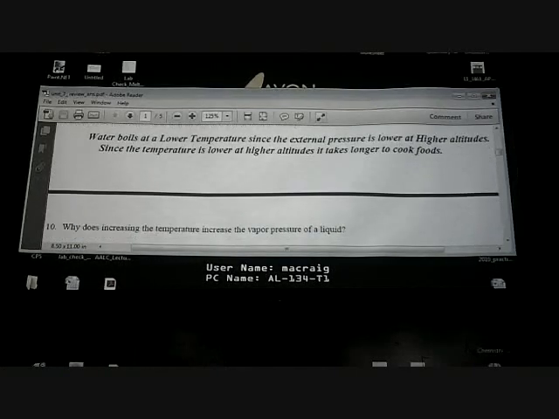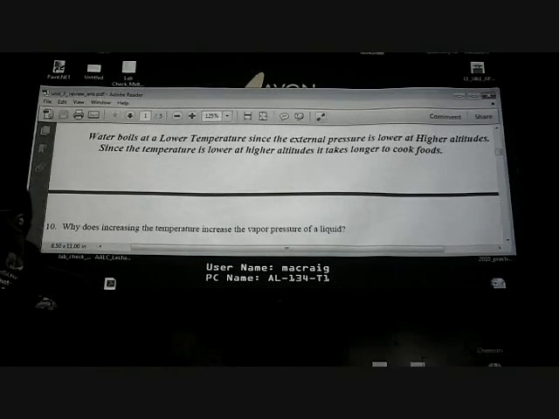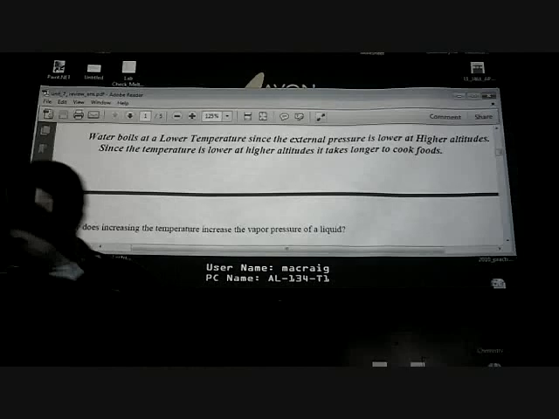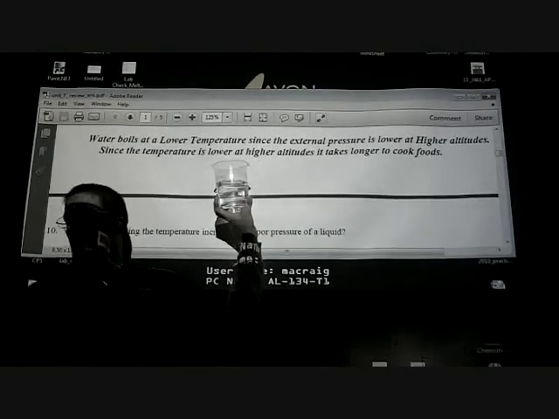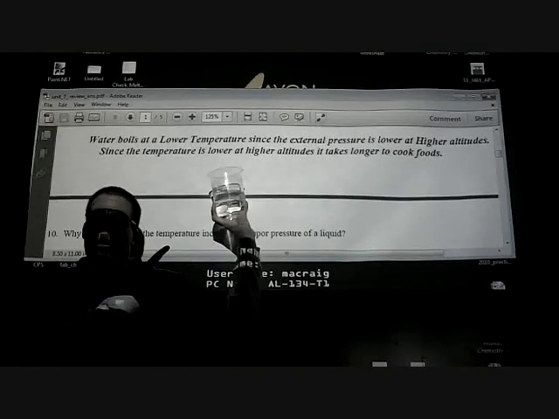Test tube. All right, number 10. Why does increasing the temperature increase the vapor pressure of a liquid? Temperature increases the rate of evaporation, therefore increasing the vapor pressure. Perfect. So in other words, even though right now this beaker of water does have a vapor pressure, it's very, very small, it is evaporating.